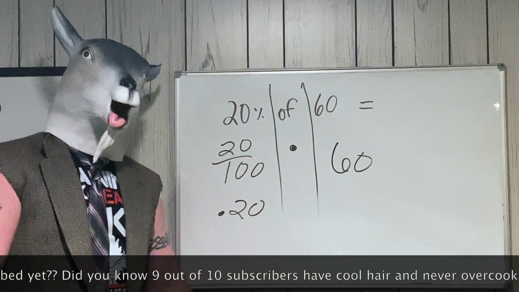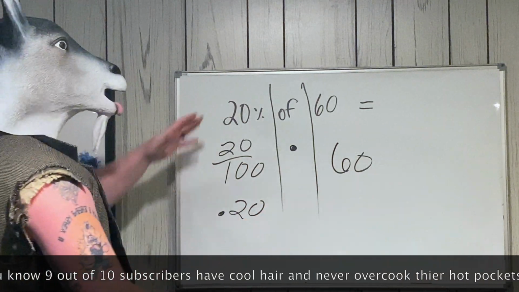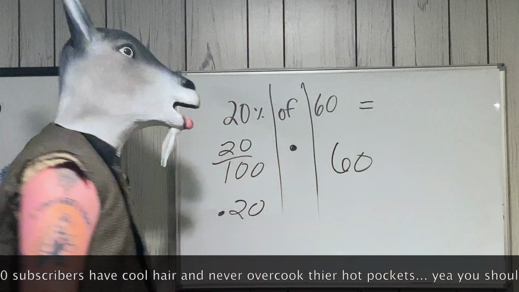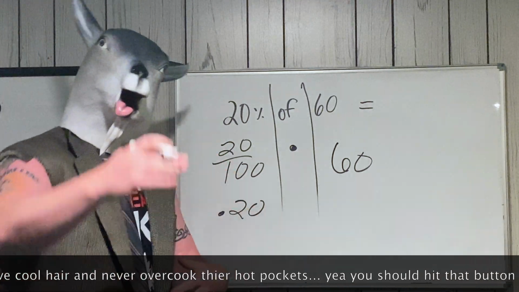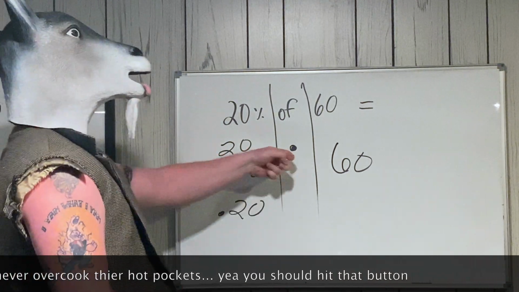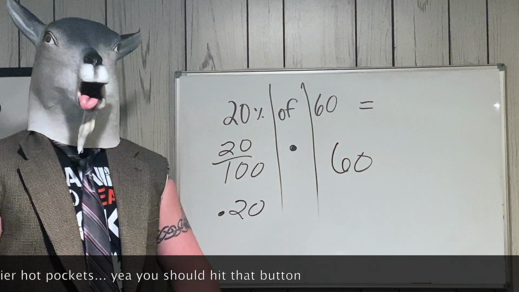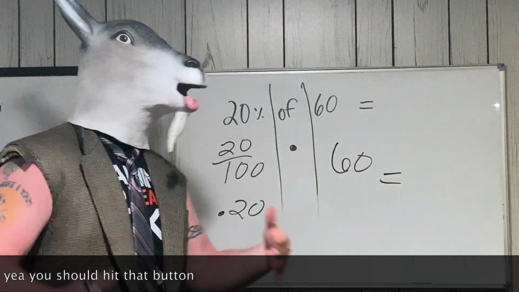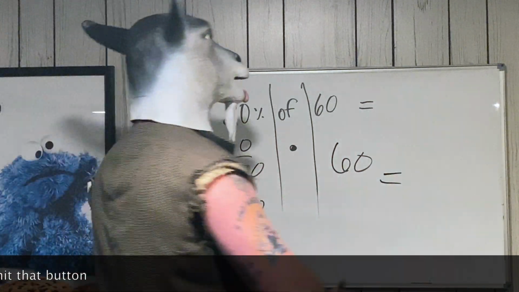Now we're just going to follow the cross. We're not going to use 20 over 100, that's too many buttons to push. So we're going to use 0.2, put in 0.20 if you want. 0.2 times 60. And 0.2 times 60 is 12.